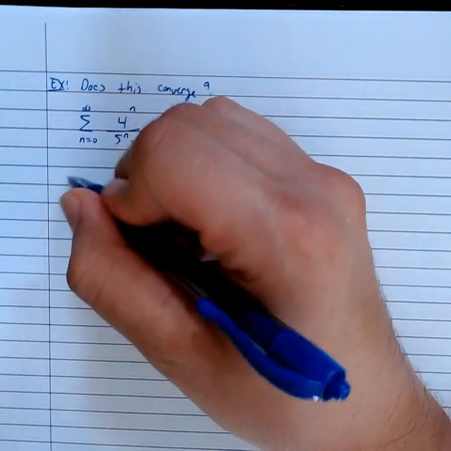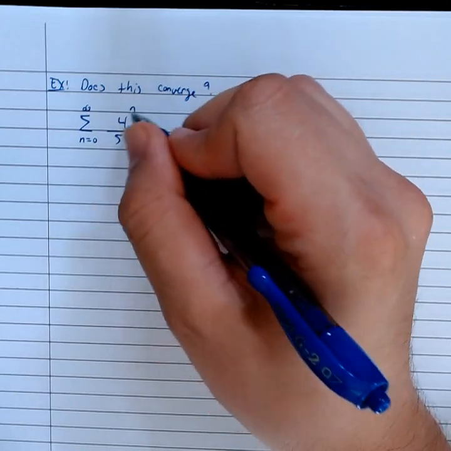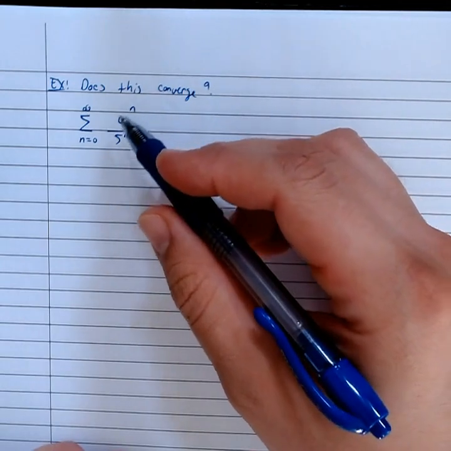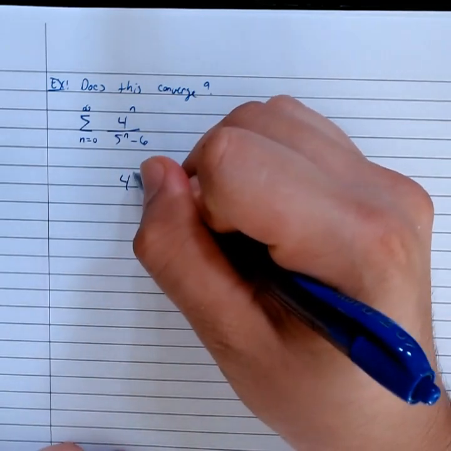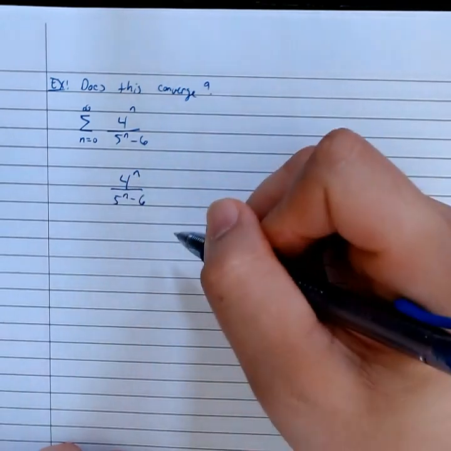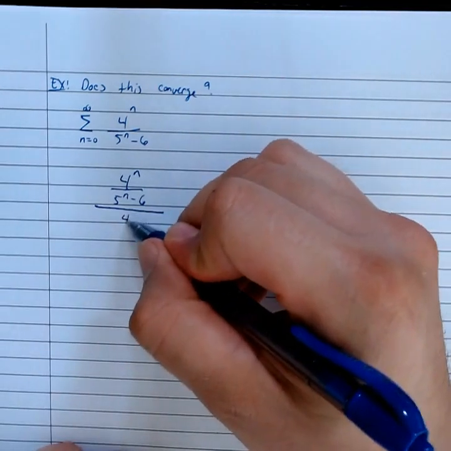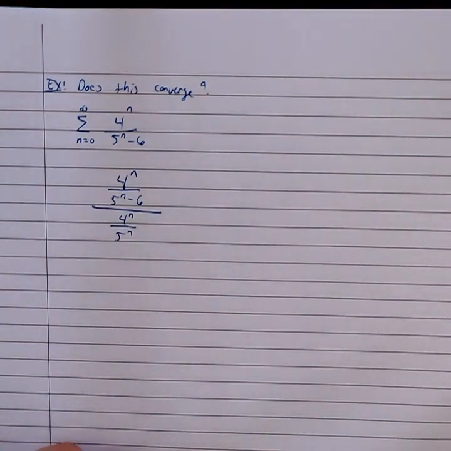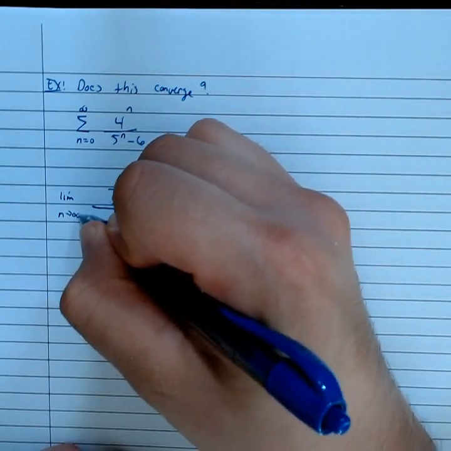All right, so what we're going to do is we're going to take, here's our nth term of the series that we're studying. Now, let's consider the nth term of the series that we wish this was, and let's divide them. So this is 4 to the power n over 5 to the power n minus 6. And we're going to divide that by 4 to the power n over 5 to the power n. Okay, and now we're going to take the limit as n approaches infinity, just like this.